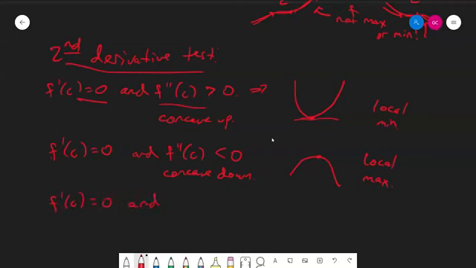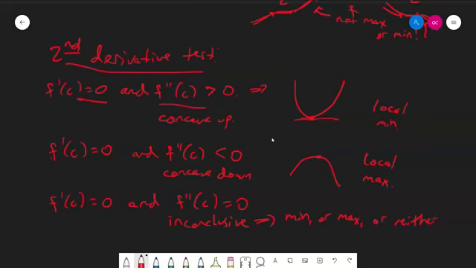Well, there's one last case, which is what happens if the second derivative is 0. Well, it turns out that's actually going to be inconclusive. Right? So what I mean by that specifically is that it could be a minimum or a maximum or possibly neither. Right? This is a little different from the first derivative test.